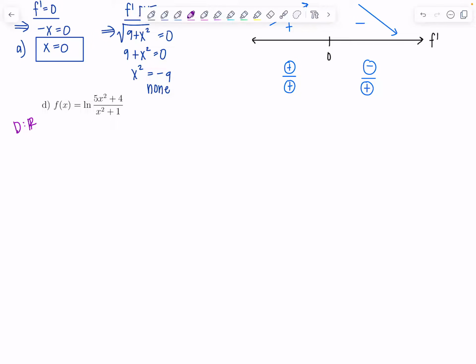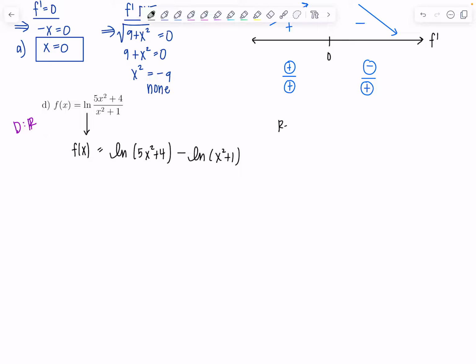Now, I wouldn't just go ahead and take the derivative just yet, because otherwise when you do the chain rule, you're going to have to do nasty, nasty quotient rule. I mean, the quotient rule is not the end of the world, but if we can avoid it, let's avoid it, you know? Especially because we have this beautiful natural log, and I can use my properties to rewrite it as ln of 5x squared plus 4 minus ln x squared plus 1.